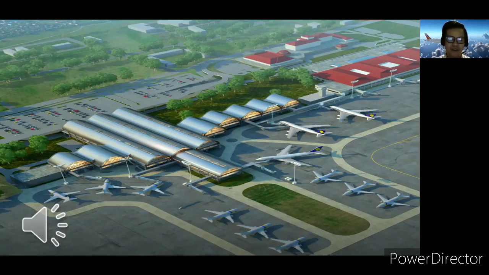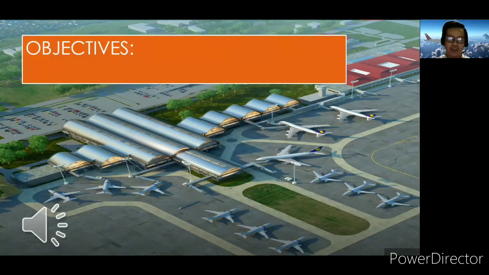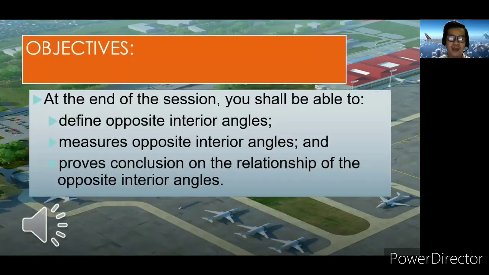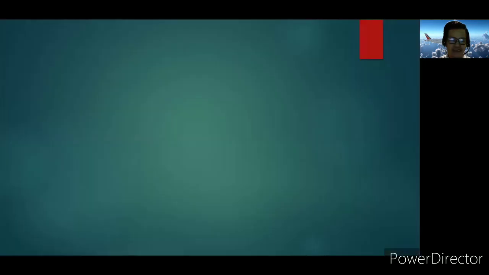Thank you. First, let us read our video lesson objectives. At the end of the session, you shall be able to define opposite interior angles, measure opposite interior angles, and prove a conclusion on the relationship of the opposite interior angles.